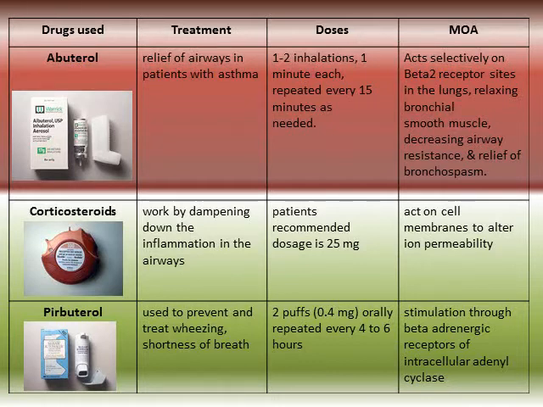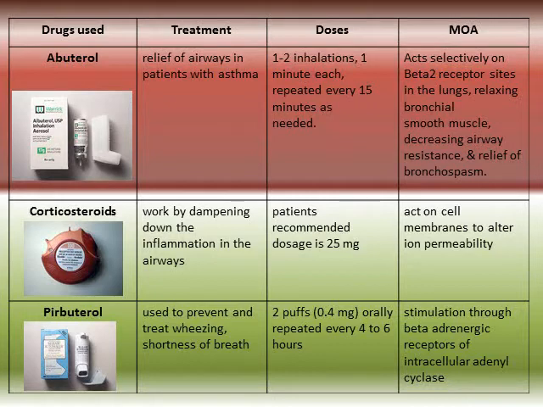The modes of action for albuterol are: it acts selectively on the beta 2 receptor sites in the lungs, relaxing the bronchial smooth muscles, decreasing the airway resistance, and relieving bronchial spasms.